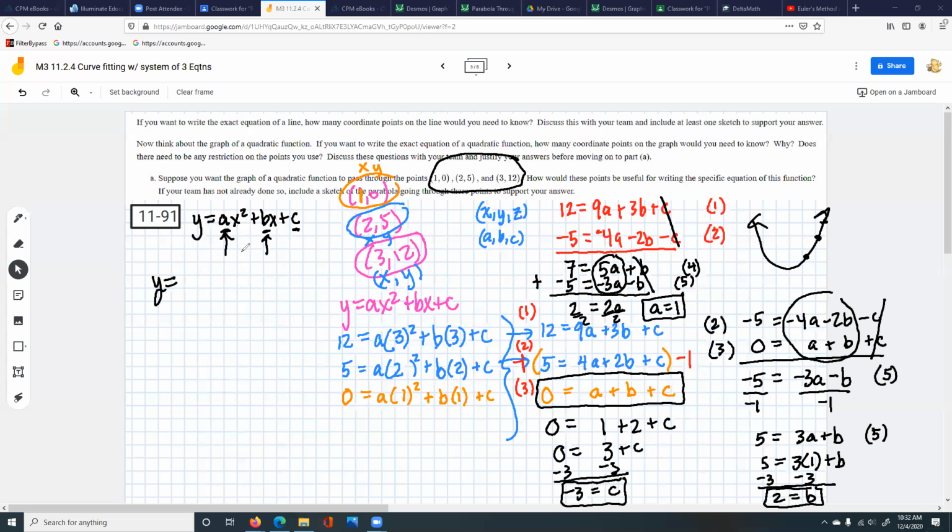So A was 1, so it's just 1x squared, so I don't need to write the 1. B is 2, so plus 2b. I'm sorry, 2x. Let me erase that, 2x. And C was -3. Okay, so there's your quadratic that goes through that parabola.